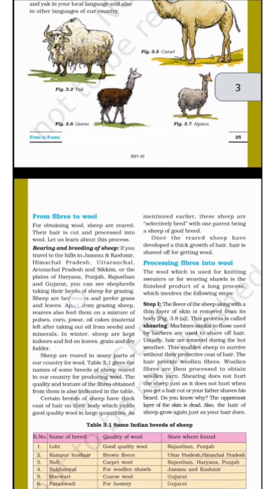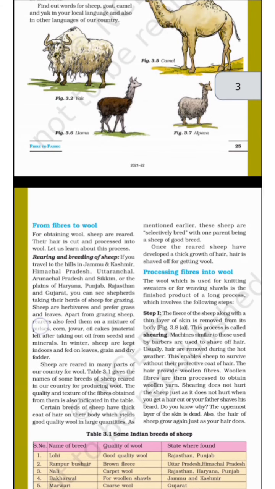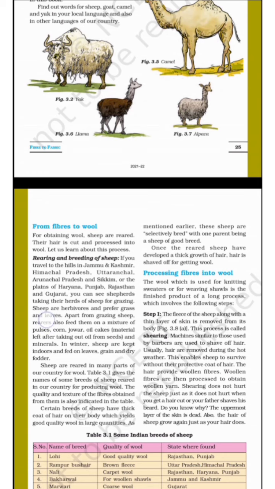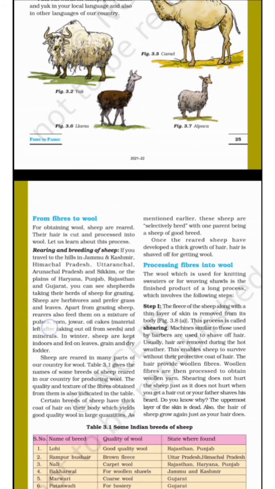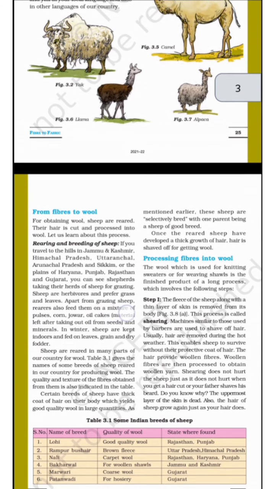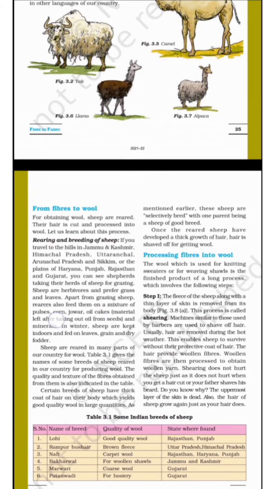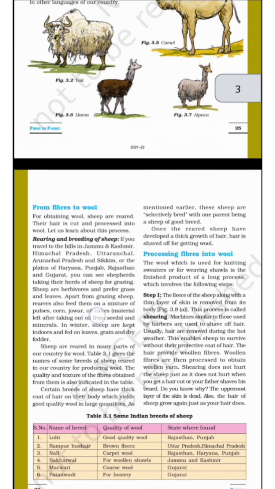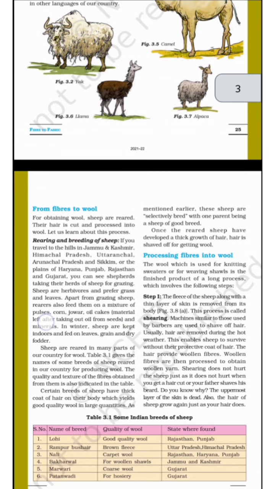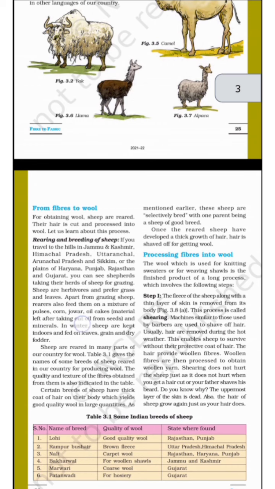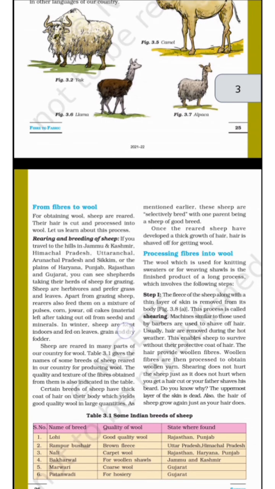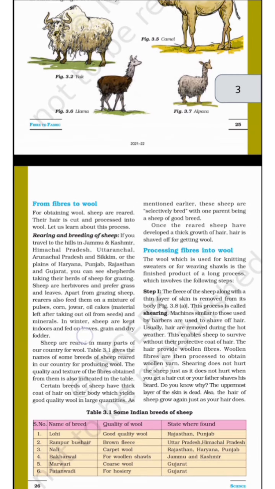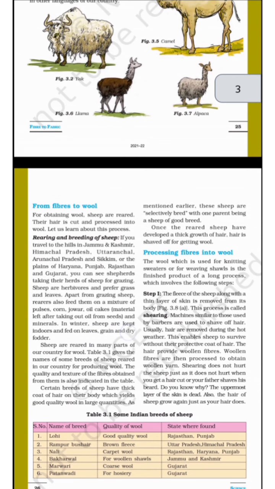Sheep are herbivores and prefer grass and leaves. Apart from grazing, sheep rearers also feed them a mixture of pulses, corn, jowar, oil cakes, material left after taking out oil from seeds, and minerals. In winter, sheep are kept indoors and fed on leaves, grain, and dry fodder.